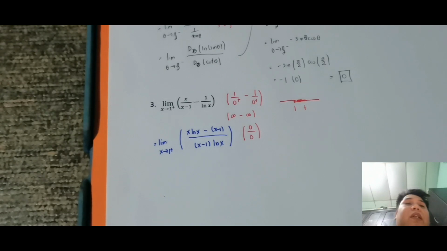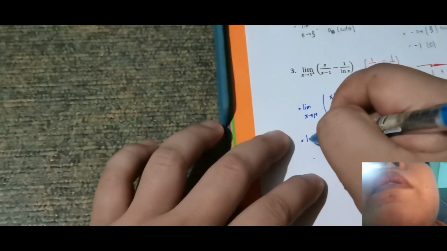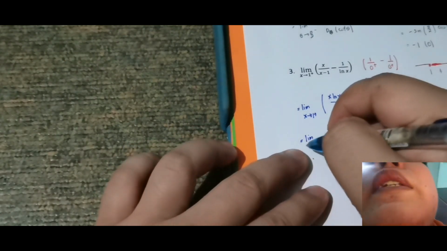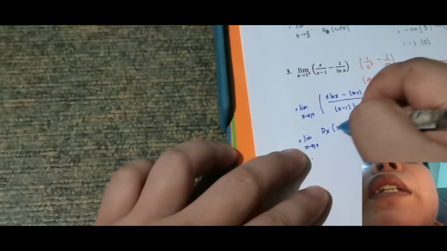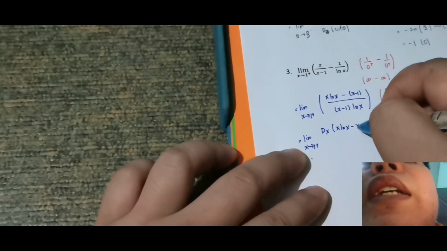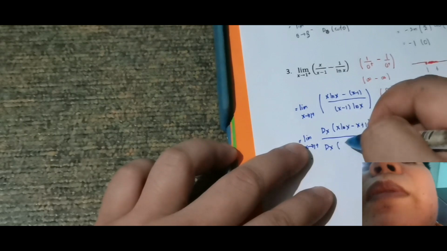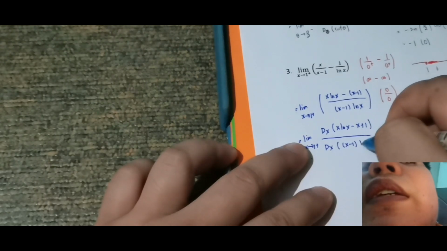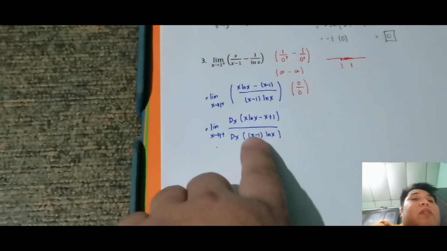So anong gagawin natin sa L'Hopital's rule? I-differentiate natin yung numerator saka denominator. So check natin. So this is just the limit as x approaches 1 from the right, ang derivative with respect sa x ng x ln of x minus x plus 1, all over derivative with respect sa x ng x minus 1 ln of x. So I think product rule sa ilalim. So ayun pa, babalik-balikan pa natin yung calculus. So ang derivative nito, product rule.